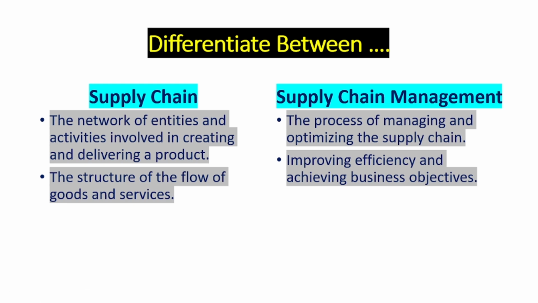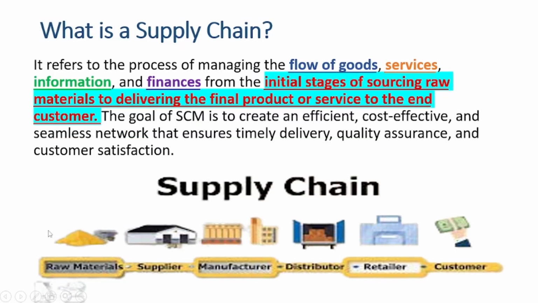Supply chain management means managing each and everything from purchasing to the delivery. Every single step has a connection with another step. From sourcing, we bring it to the company, then the raw material maybe comes from a supplier, and then it comes to the manufacturing company.